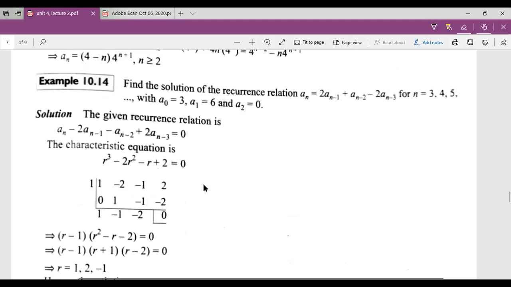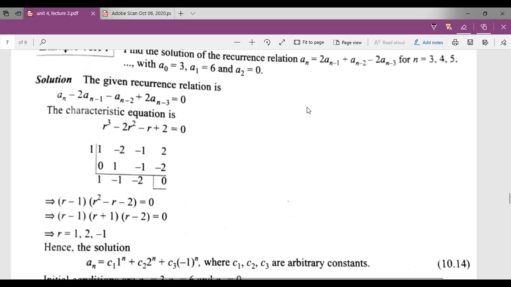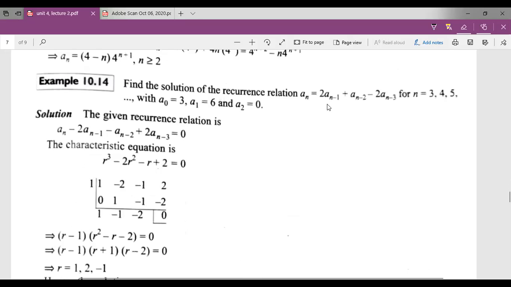So another problem. Find the solution of the recurrence relation a_n = 2a_(n-1) + a_(n-2) - 2a_(n-3) for n = 3, 4, 5, with a_0 = 3, a_1 = 6 and a_2 = 0.